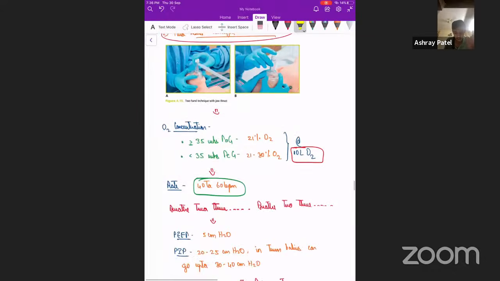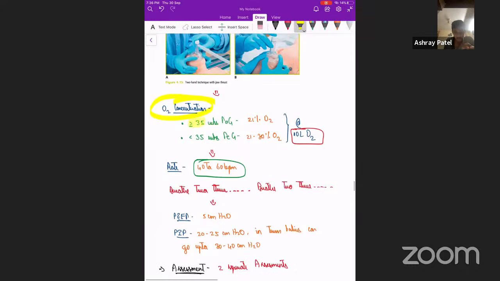Next is the oxygen concentration. What is the amount of concentration? If the baby is more than 35 weeks of gestation, then we give 21% O2. That's it, at room air itself, we can give. If it is less than 35 weeks of gestation, then we titrate the oxygen between 21 to 30% O2.